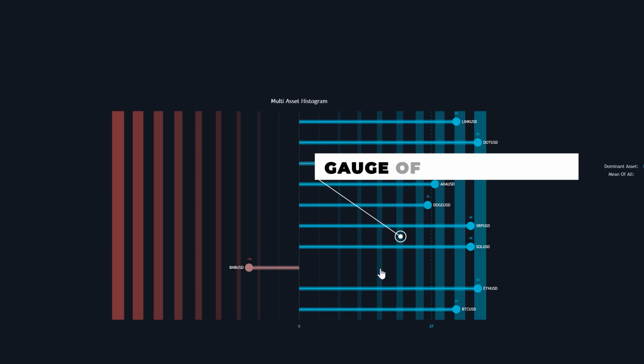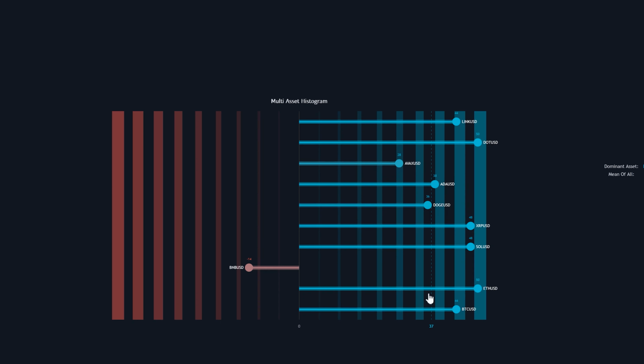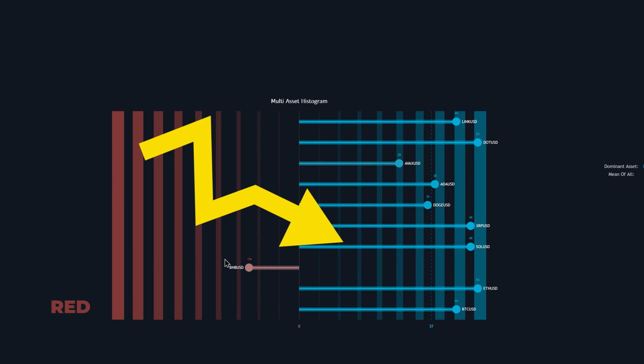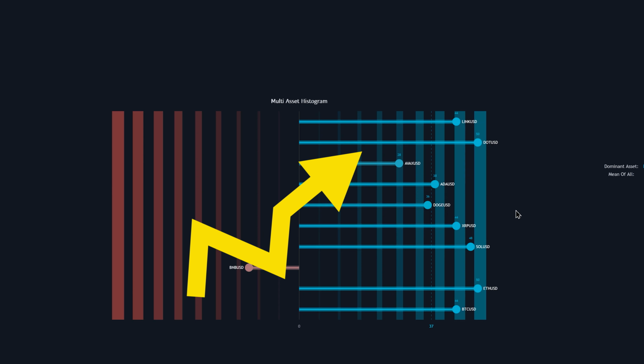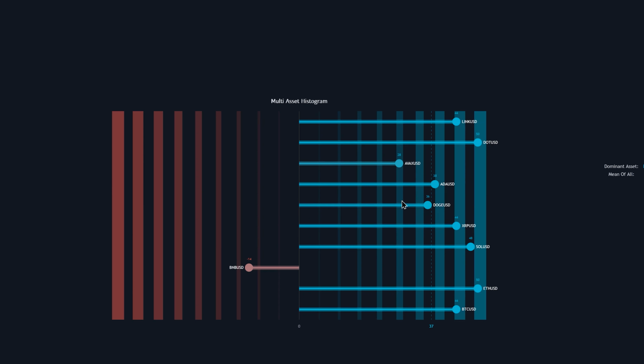Obviously, if a specific asset stretches far into the left, that would mean that asset is bearish in comparison to all the rest. As you can see, the left side is colored red. That indicates bearishness. And then the right side is colored teal. That indicates bullishness. Assets that stretch far into the right are considered bullish in comparison to all the rest. Simple. Now, let's explore the settings of this indicator and see how usable it can be in real life.